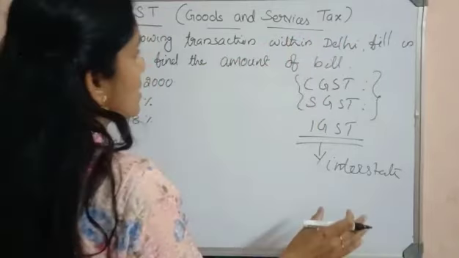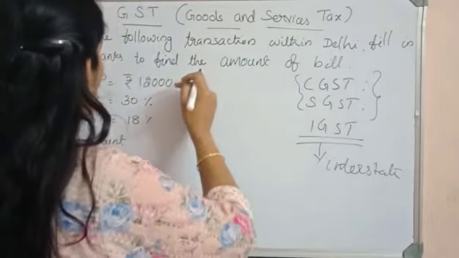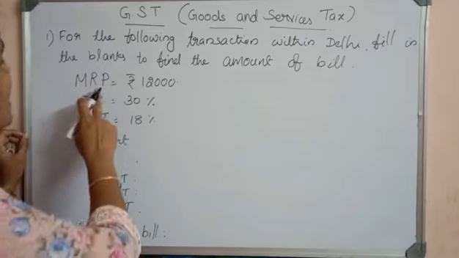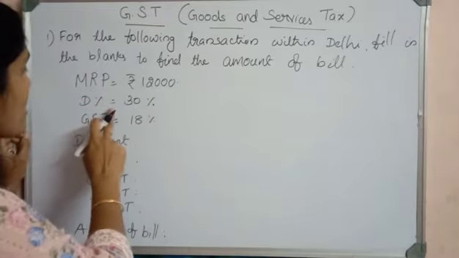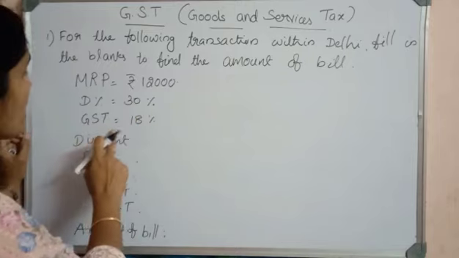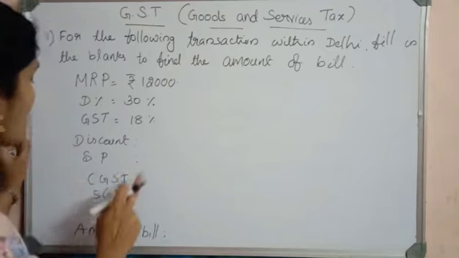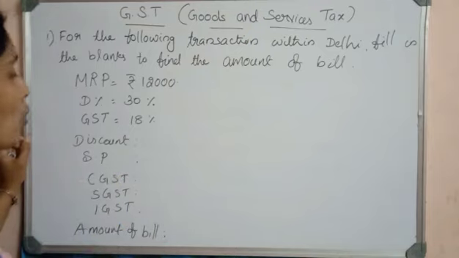Now here, if you consider this question, you can see that the transaction is taking place within the state itself. That means within Delhi. So we can calculate each part of the question one by one. Here it is given that the MRP is rupees 12,000, the discount percentage is 30% and GST is 18%. We need to calculate the discount, the selling price, CGST, SGST, IGST and the amount of the bill.